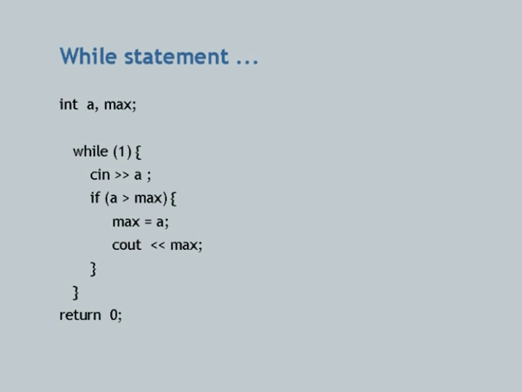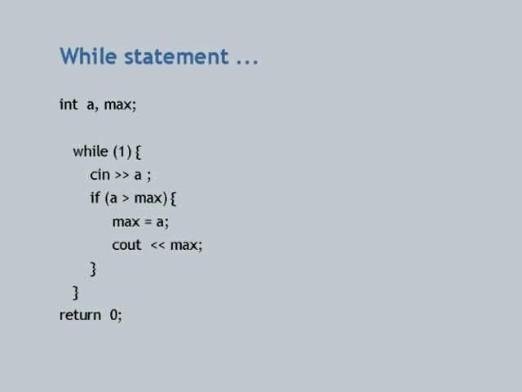Notice the blocking. While 1, braces. cin >> A, if A greater than max, braces. max is equal to A, cout, less than max, braces close. The if statement ends here, there is no else. And the if statement and the cin followed by the if statement is the only thing in the while block. The while block ends here.